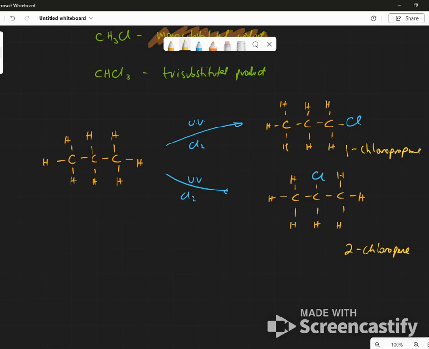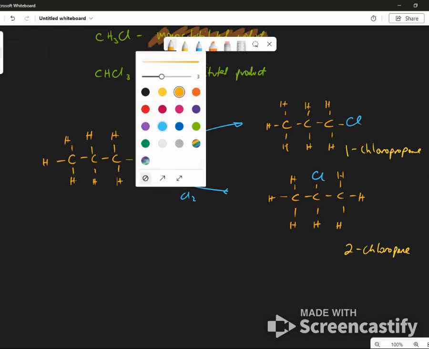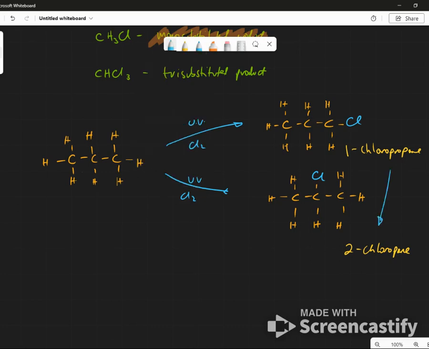This is for Azim, can you get 3-chloropropane? Why? That's right. Well done. So 3-chloropropane would be the same as 1-chloro, wouldn't it? Does that make sense? Yeah, okay. So would you both agree that these are monosubstituted products? Both of them, this and this, are monosubstituted products. In other words, they've both got one chlorine on.